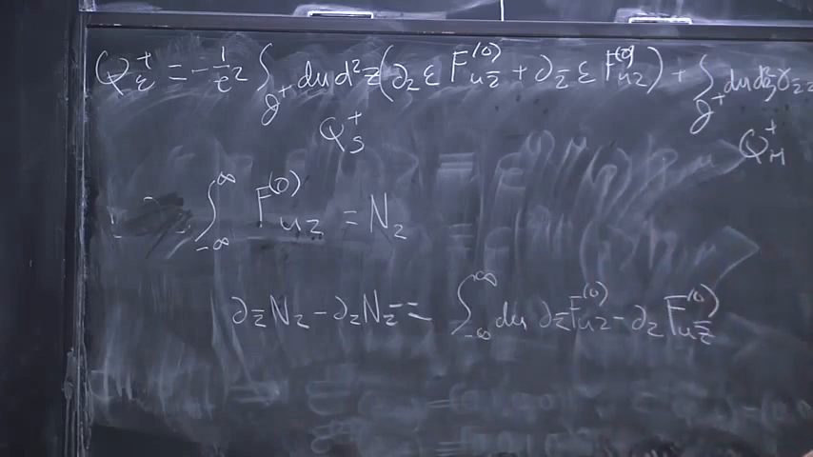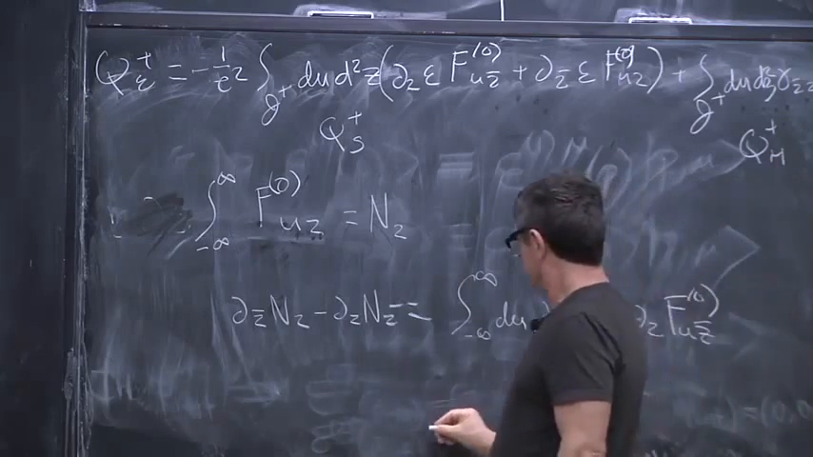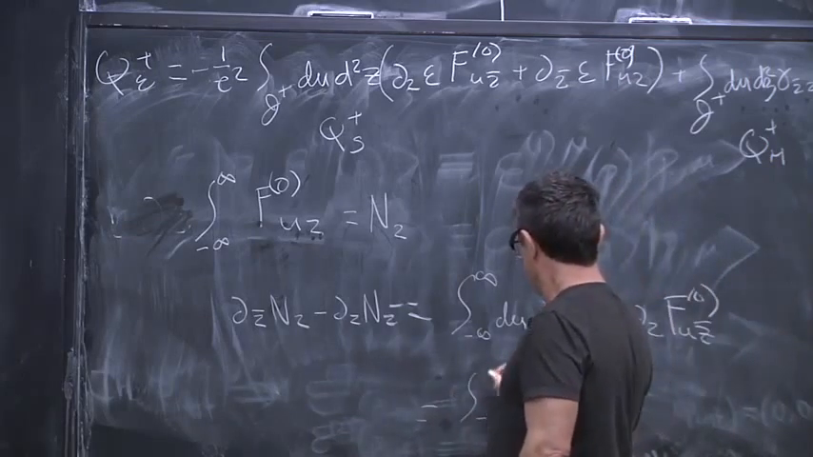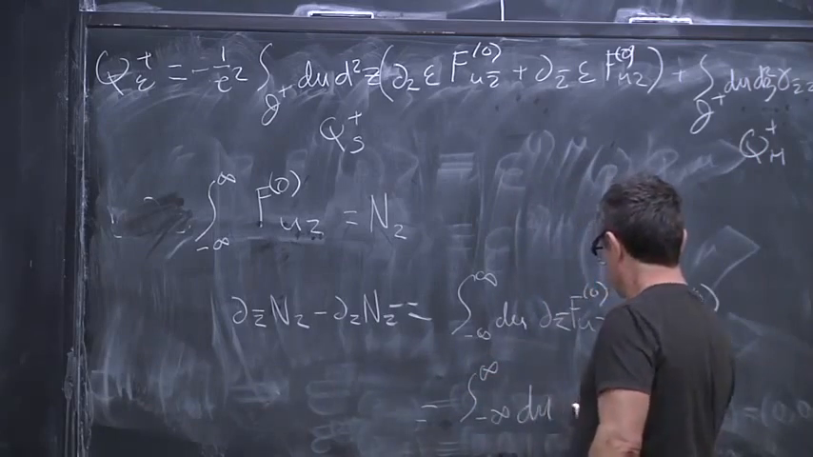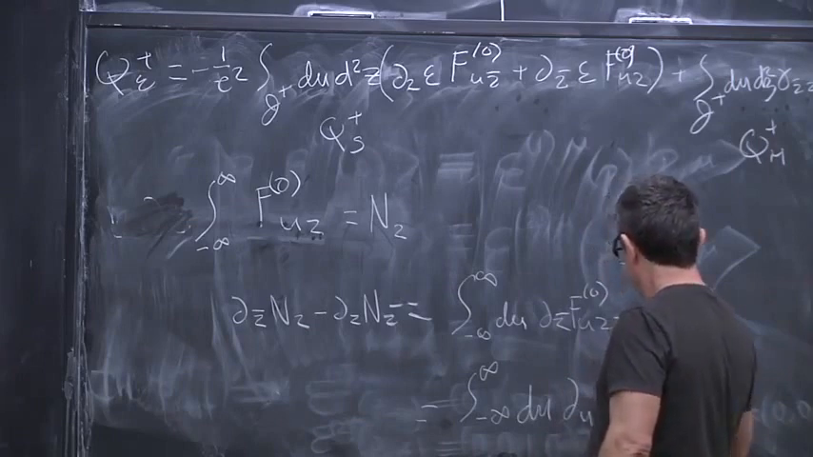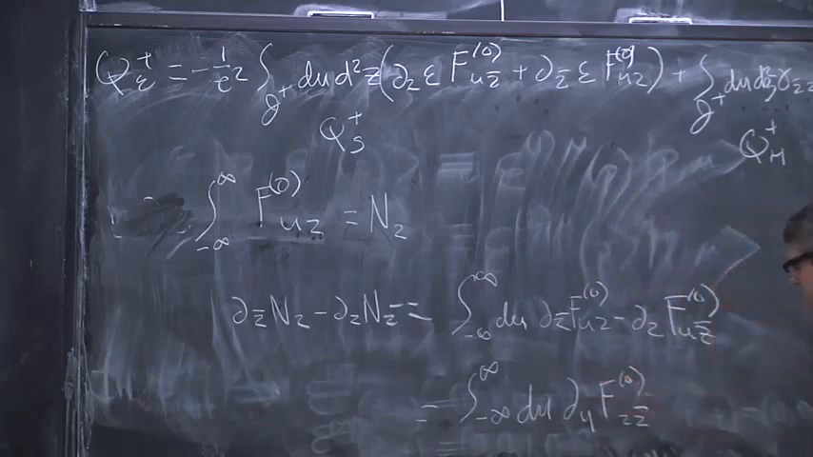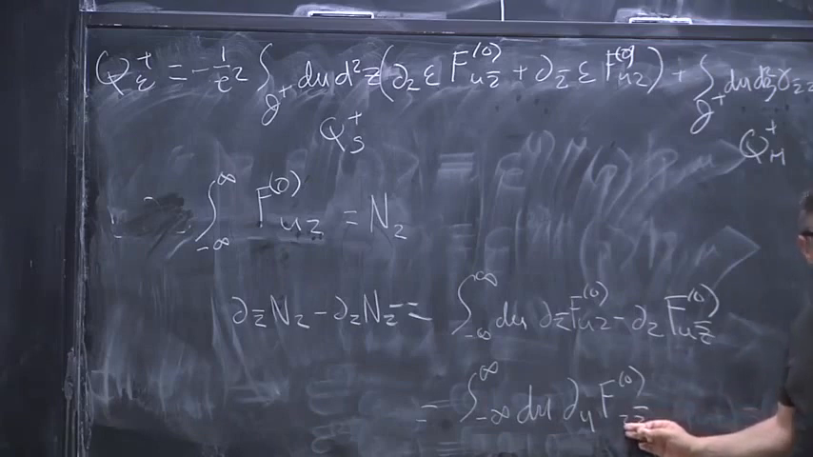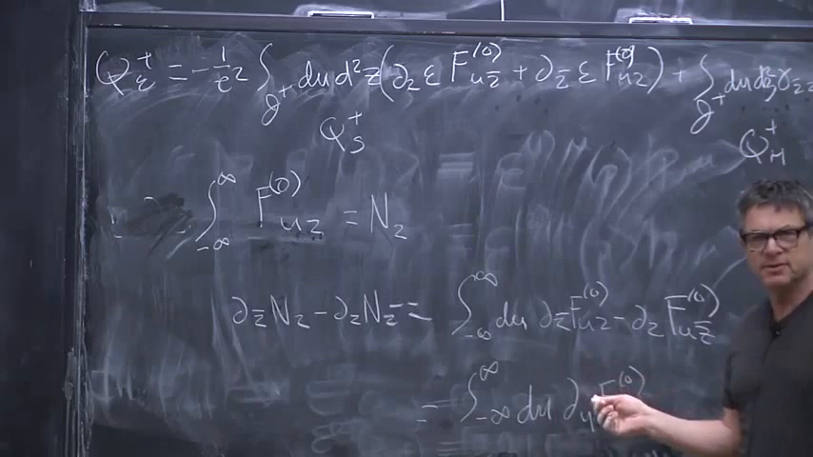But then we can use the Bianchi identity to relate this to the integral from minus infinity to infinity du of du f_0 zz bar. Maybe there's a sign there. Let me not check it. And so this is a boundary term, which is the magnetic field at the past and future boundaries.